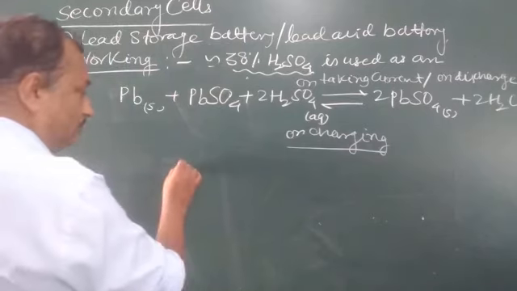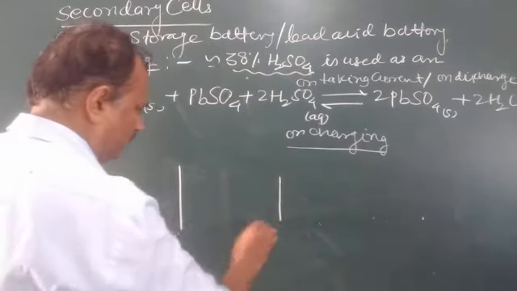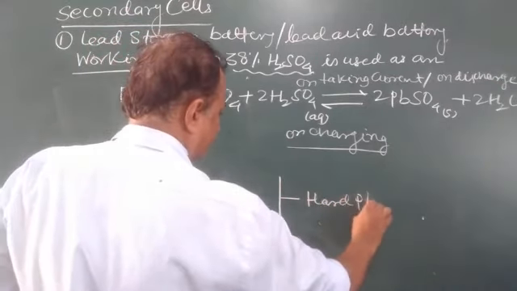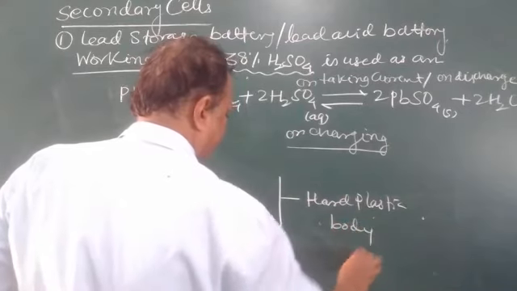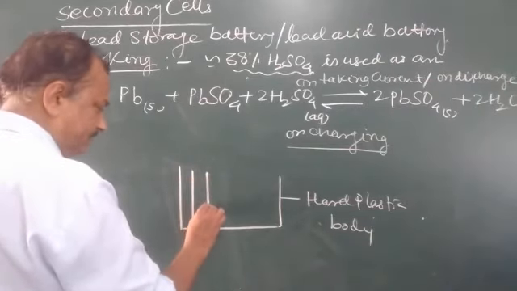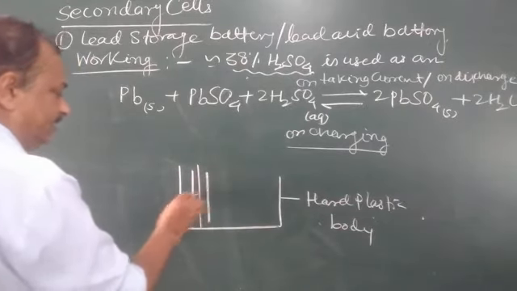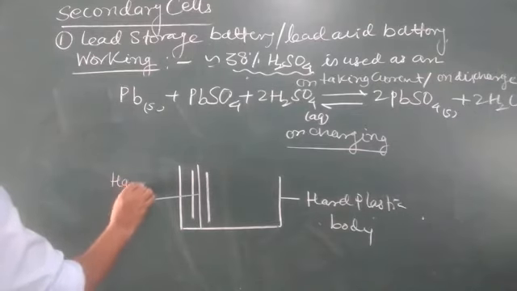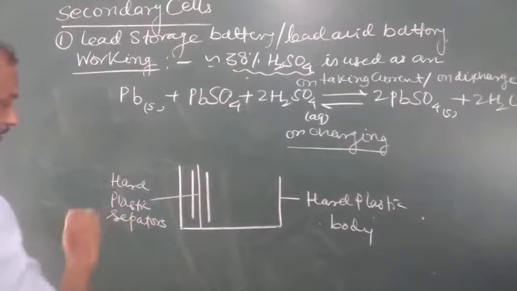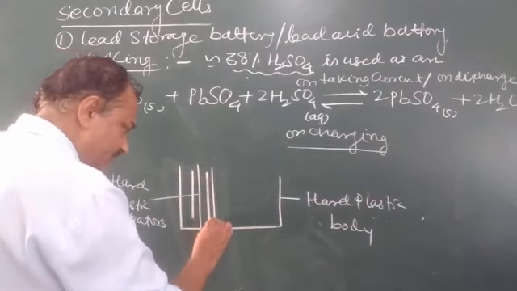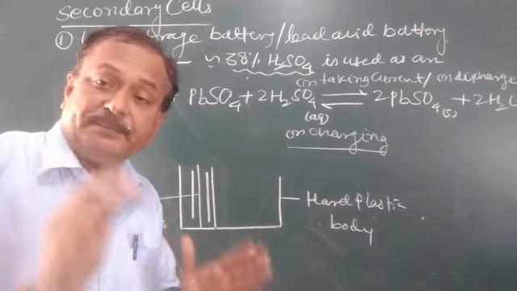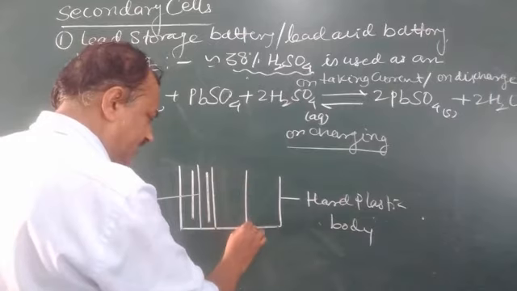So this is there. Now coming to the actual representation of the diagram. It is basically a hard plastic body and the lead plates. This is a lead plate, this is a spongy lead plate, and the two plates are separated by hard plastic separators, and there are different cells. See very carefully. This is one compartment. All the batteries are made up of different compartments. So this is one compartment. Now this is going to be the second compartment.